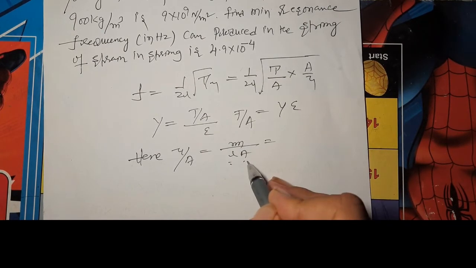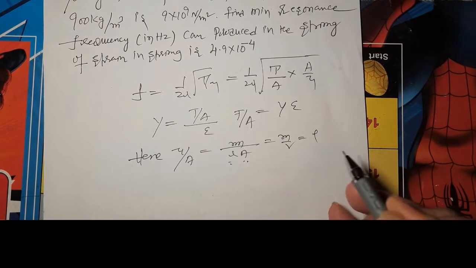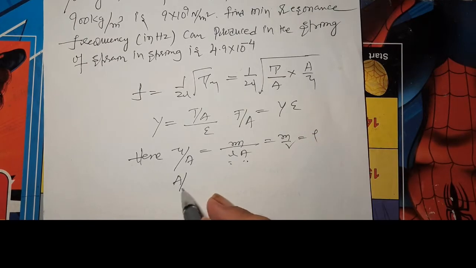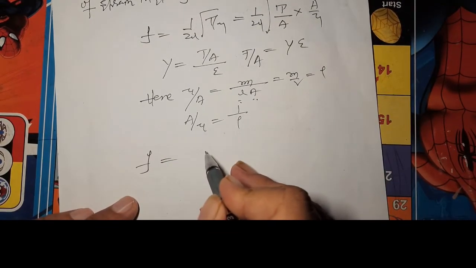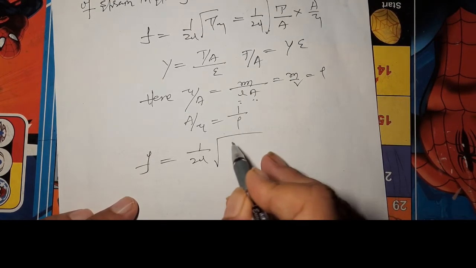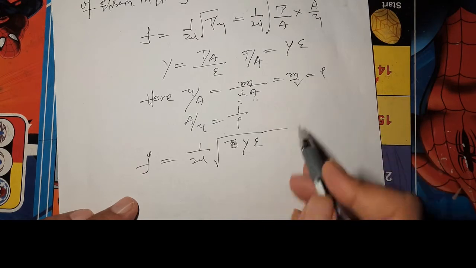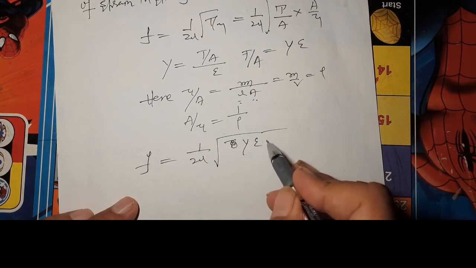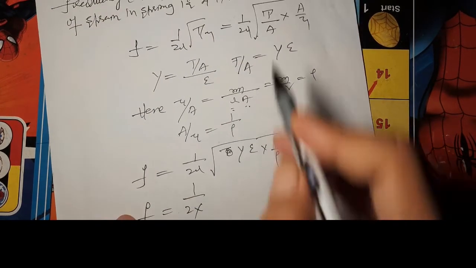L into A, length of the wire into area of cross section, is volume. Mass by volume is equal to density. Here A by mu means what? 1 by rho. So, F is equal to, we write here, 1 by 2L into T by A, which means Y into epsilon, A by mu means 1 by rho. Now, 1 by 2 into, what is the length of the wire here?